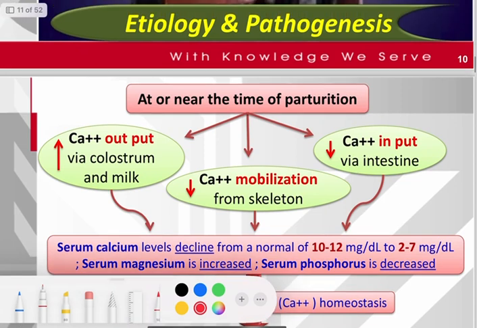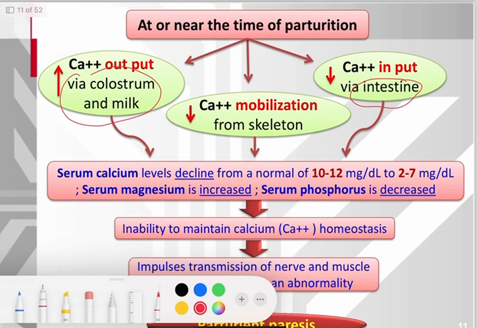So what is the etiology of hypocalcemia? During parturition or near the time of parturition, calcium output increases because calcium is secreted in the colostrum and milk, calcium mobilization from the skeleton decreases, and calcium input from the intestine decreases. This all leads to hypocalcemia. Serum calcium level declines from a normal of 10 to 12 mg per deciliter to 2 to 7 mg per deciliter, and serum magnesium is increased, serum phosphorus is decreased.